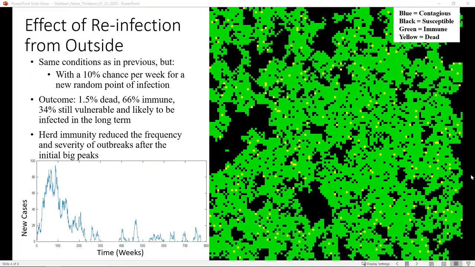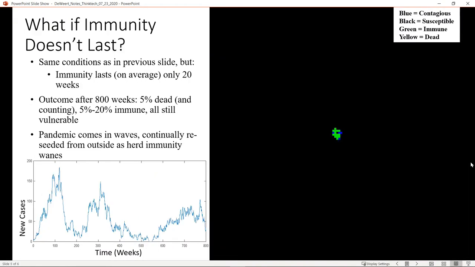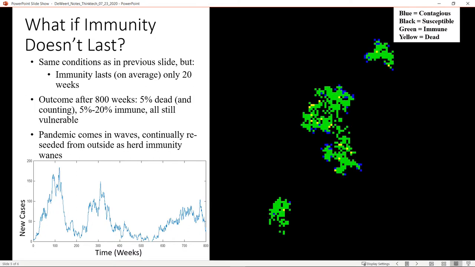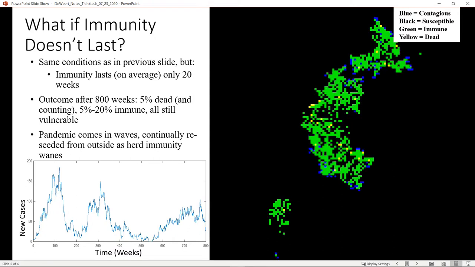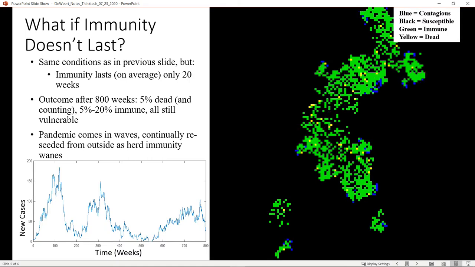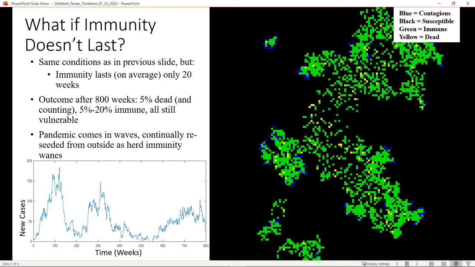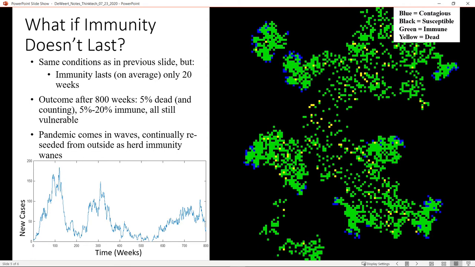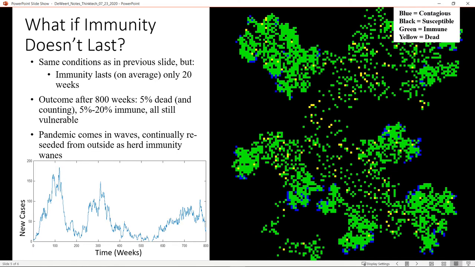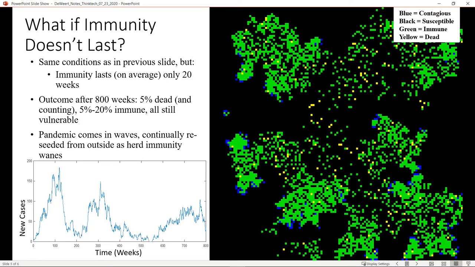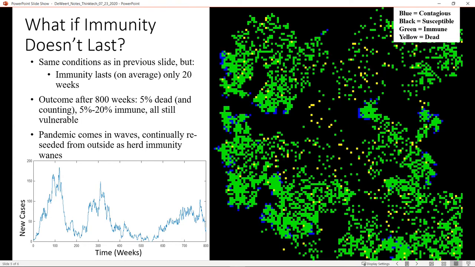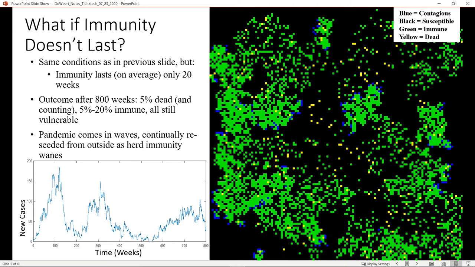So now the fourth slide shows what happens if the immunity isn't permanent. Here the immunity wanes after about 20 weeks. So you see the cells turning green as they recover. Blue is contagious, yellow is dead, black is susceptible, green is immune. The immunity doesn't last, so this thing just keeps going on and on, spreading around the community. And there are some external seedings going on here as well, just as in the previous simulation.